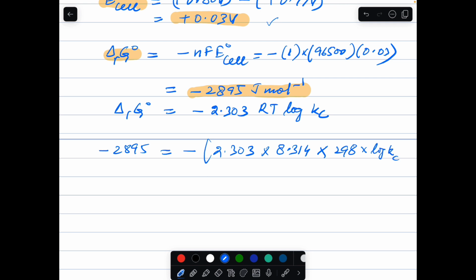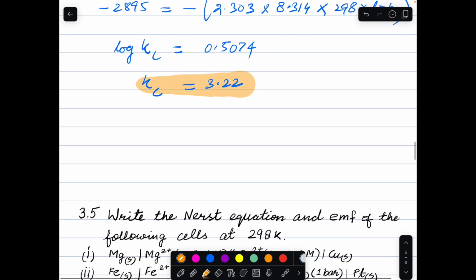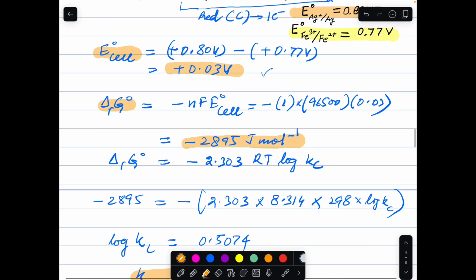So here we will be getting the value of log Kc. After simplification and calculation, it will be 0.5074, and therefore we will find Kc by finding the antilog of this quantity. We will take the antilog of this, therefore we will be getting the value Kc equal to 3.22. So this is our answer. So here we have calculated the equilibrium constant and Gibbs free energy for both the examples. Next question.